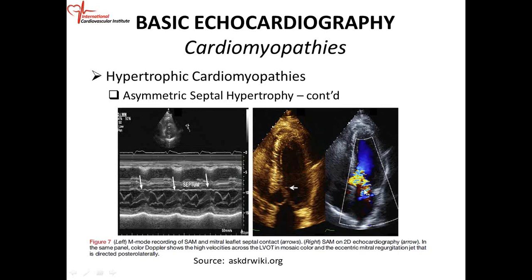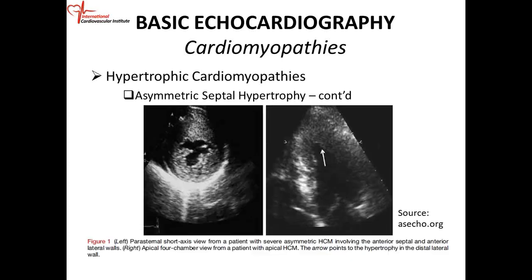Then in systole, you're going to get turbulence across the left ventricular flow tract because in systole, the mitral valve moves anteriorly, obstructing the left ventricular flow tract. So you're going to get turbulence there. You have to look for those things. Again, the septum is going to be very thickened. The wall is going to be thickened, but especially the septum.